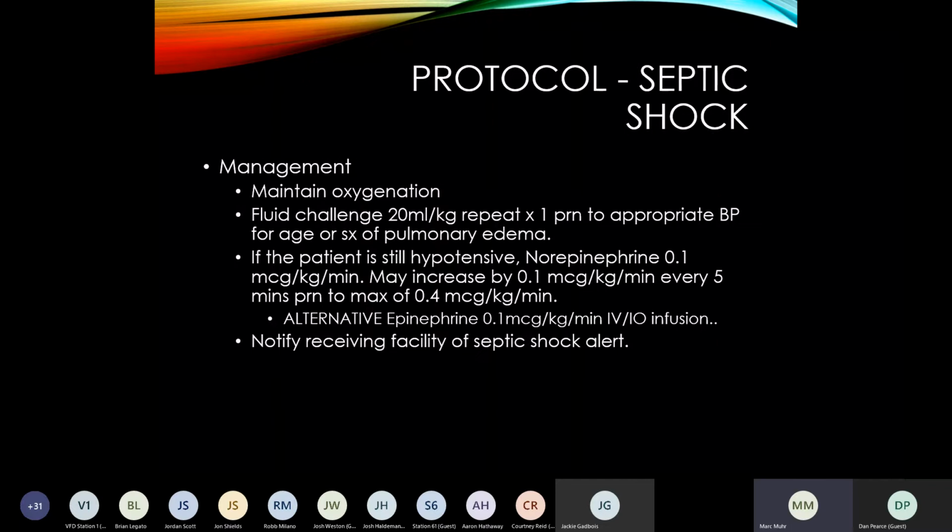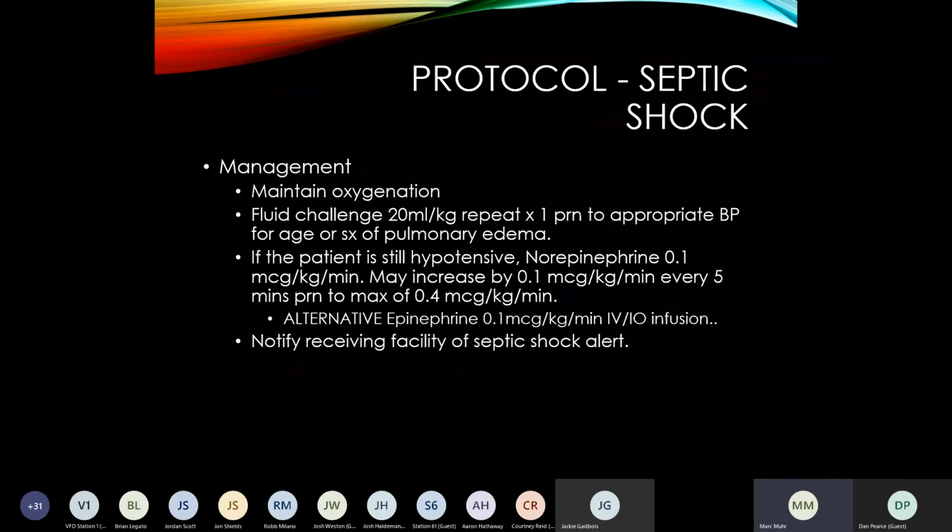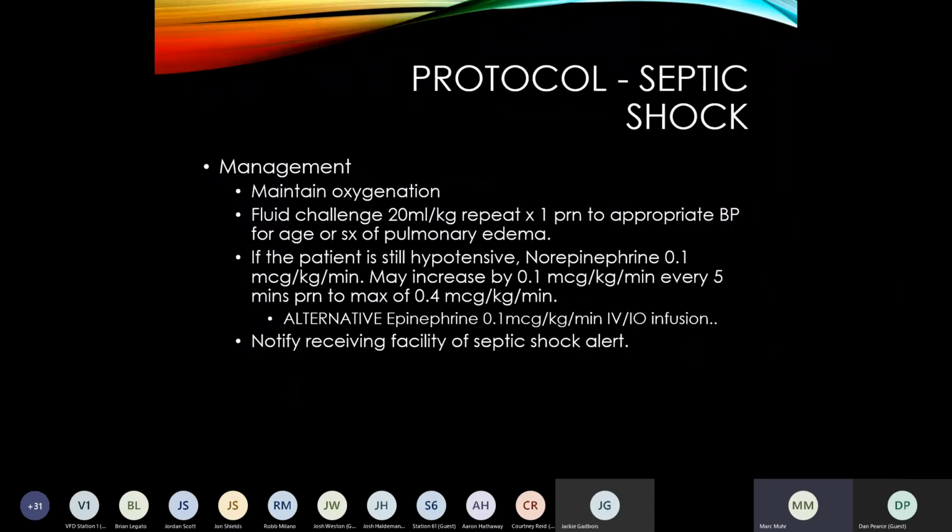Management is maintain oxygenation. 20 mL per kilogram, can repeat by 1, to manage shock with fluids. Maintain fluids to an age-specific blood pressure, or you don't want to put them into pulmonary edema. If the patient is still hypotensive, consider norepinephrine.